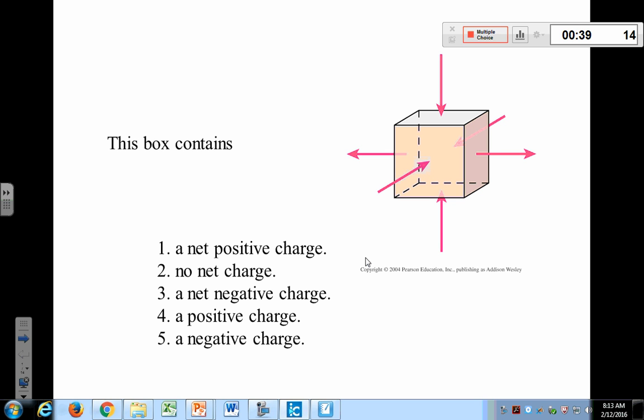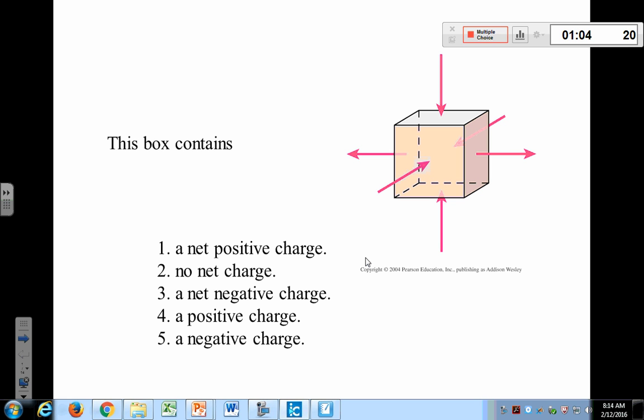What you want to do is ask, what does the flux do? If my flux is positive, then it has a positive charge. If my net flux is negative, it has a negative charge. If my net flux is zero, it has no charge at all. So we'll look at the electric field vectors, which are those red vectors, and ask, what is the net flux? Positive, negative, or zero?